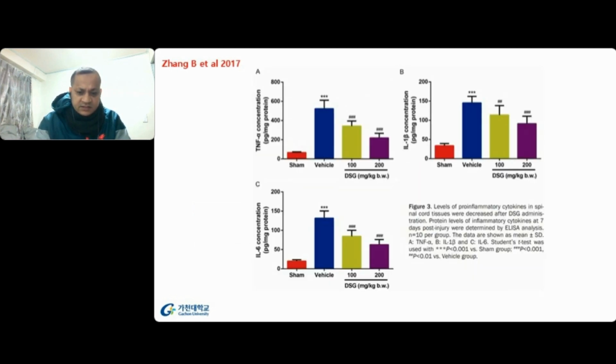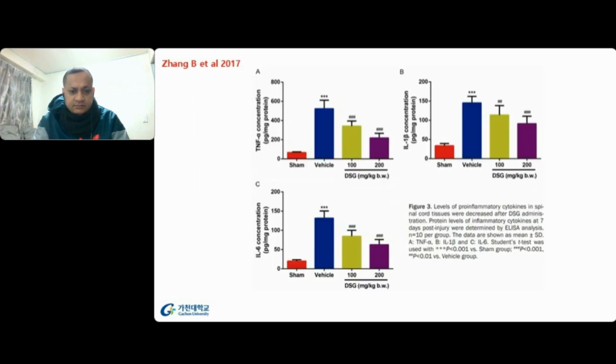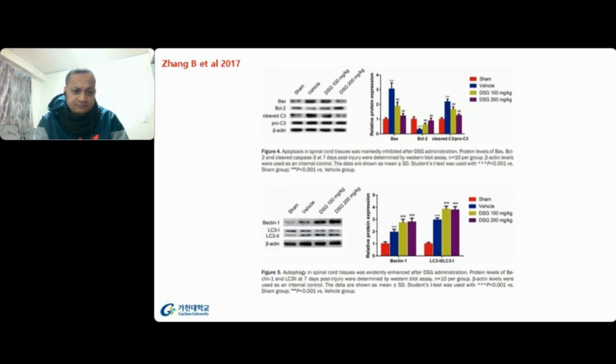You can see the BBB score, which is related to locomotor and pain-related parameters. They found that diosgenin, in a dose-dependent manner, can improve locomotor activity in the spinal cord injury model through regulating inflammation, apoptosis, and autophagy-related pathways.